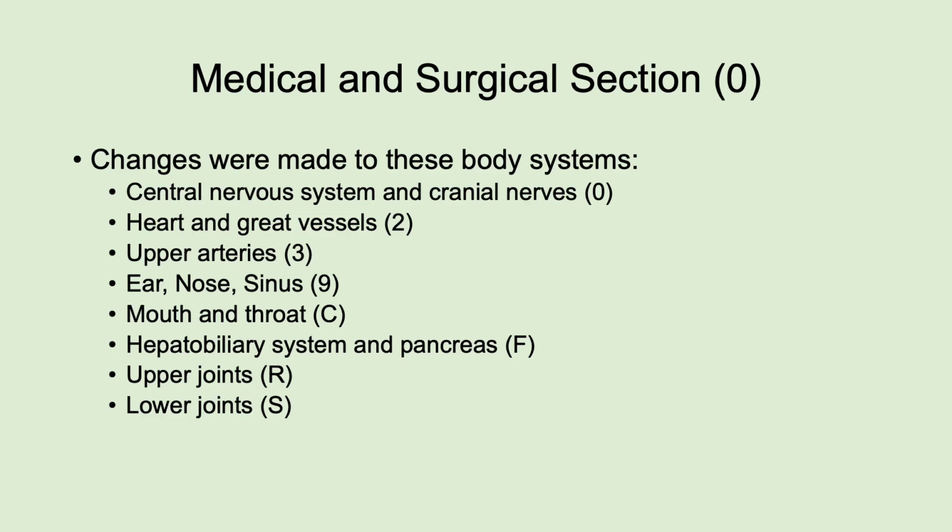So start with the medical and surgical section. Changes were made to these body systems. Medical and surgical section, first character 0. Central nervous system and cranial nerves, second character 0. Heart and great vessels, second character 2. Upper arteries 3. Ear, nose, sinus 9. Mouth and throat C. Hepatobiliary system and pancreas F. Upper joints R. Lower joints S.